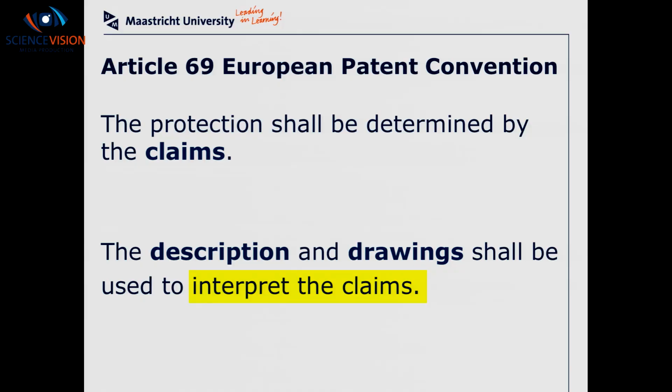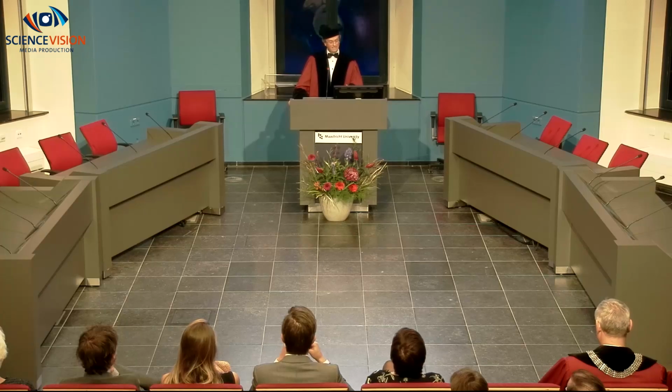But at the same time, we need to apply the law. Now, does the law give us the room to help him? And it does. If you look at Article 69, it says the protection is determined by the claims. But at the bottom, you see that the description and the drawings are there to interpret the claims. So the claims are the line of demarcation, but they can be interpreted.